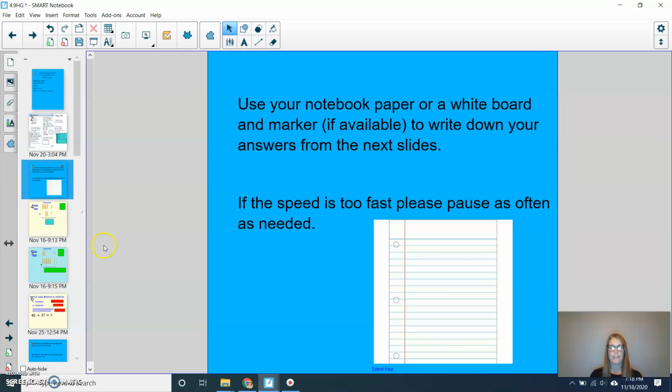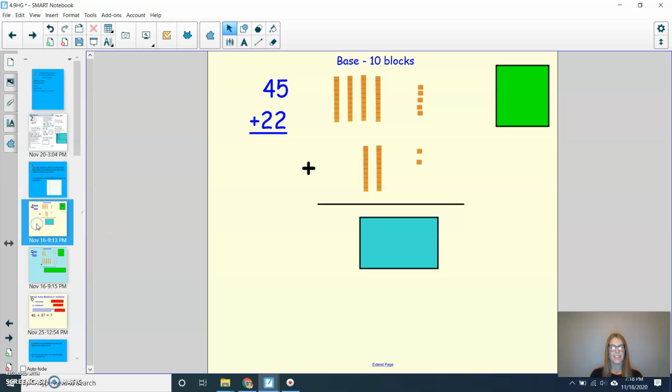If the speed is ever too fast, pause as often as needed. So for our first question, we are solving the problem 45 plus 22. There's a few different ways that we've been talking about for solving these problems, but today we're going to take a look at base 10 blocks. Notice how I have 4 longs showing 40, and I have 2 longs showing my 20. I'm going to first start by counting my tens. So 40 plus 20 would bring me to 60. Then I'm going to count my ones. So 5 plus 2 equals 7.